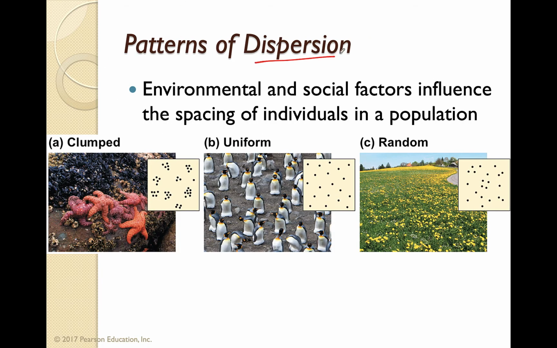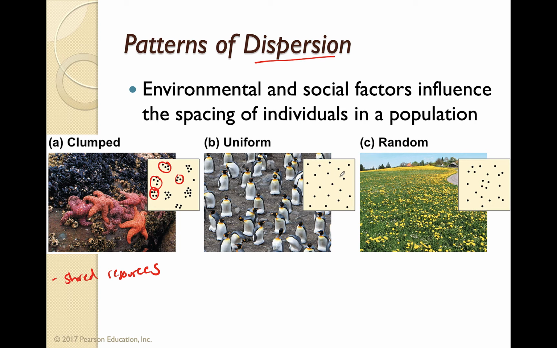The other aspect is dispersion. So dispersion is how we are spread out. So there's generally 3 main patterns of dispersion. Clumped. So we can see here that we have individuals that are clumping together. And this usually happens where the resources are in small areas. So they're going to clump around shared resources. So this might be on a coral reef, and the starfish are going to clump up where they have patches of mussels here to eat.